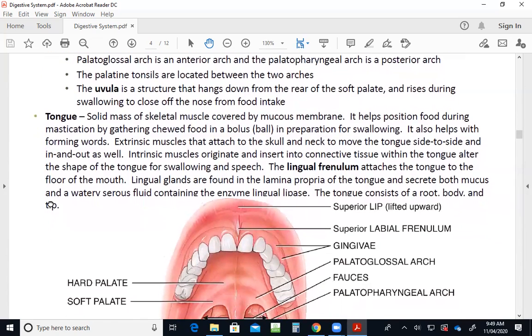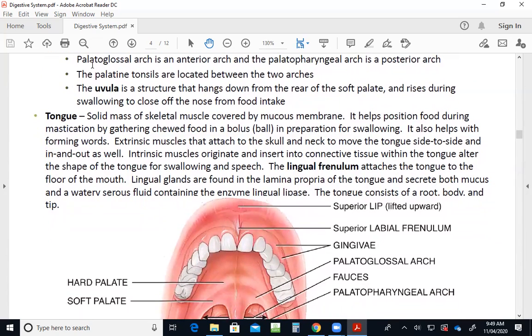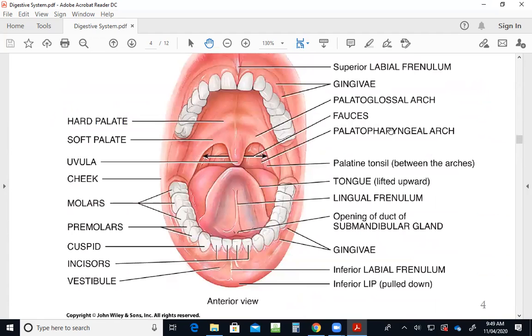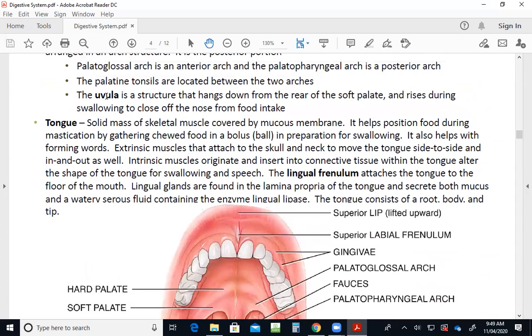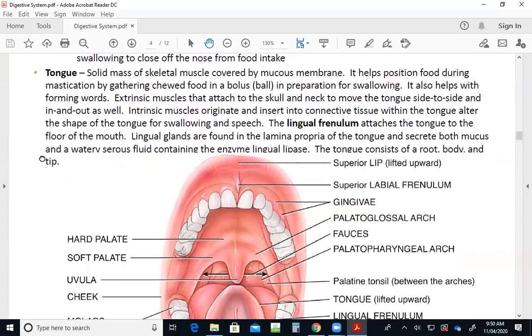There are 2 arches I want to talk about associated with your soft palate, the palatoglossal arch, which is anterior, and the palatopharyngeal arch, which is posterior. And they're labeled here. They're kind of tough to tell apart, but the more posterior is the pharyngeal, the glossal is more anterior. I already mentioned the uvula. That's a structure hanging down from the rear of the soft palate, which rises during swallowing, closing off our nose from food intake. It looks like a little punching bag.